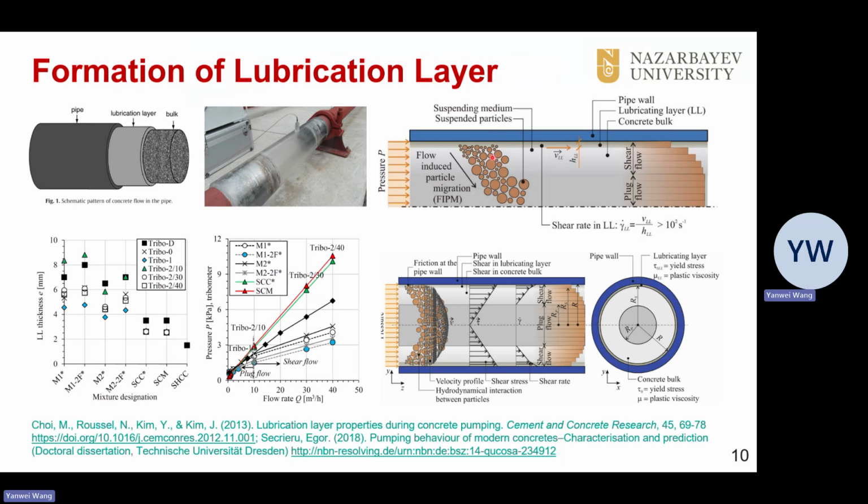This is the physics behind the lubrication layer formation. During pumping, shear-induced particle migration leads to a depletion of coarse aggregates near the wall region, and thus fluid in the wall region will have a much lower viscosity or yield stress compared to the bulk concrete. And this figure shows the measured values of the lubrication layer thickness. They are usually on the order of a few millimeters. So pumping is inherently a two-fluid problem. We have a bulk concrete and also a lubrication layer fluid.